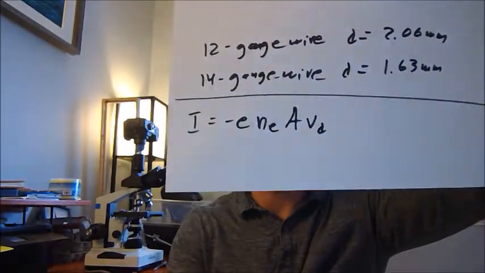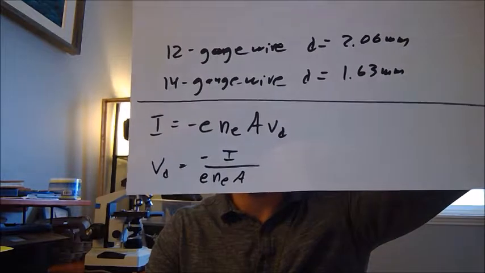So let's write down this formula that we have here. I equals negative e n_e A v_d, just copying that from before. Let's solve for v_d. Just divide by all that stuff, since that's what we're solving for. v_d equals I over negative e n_e A. All I did was solve for drift velocity.